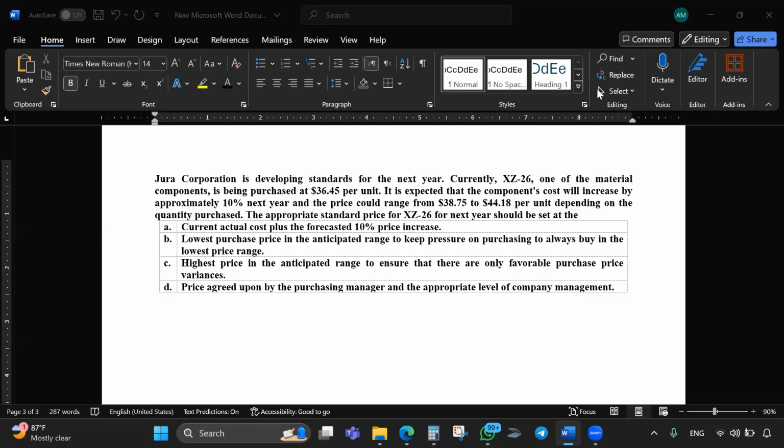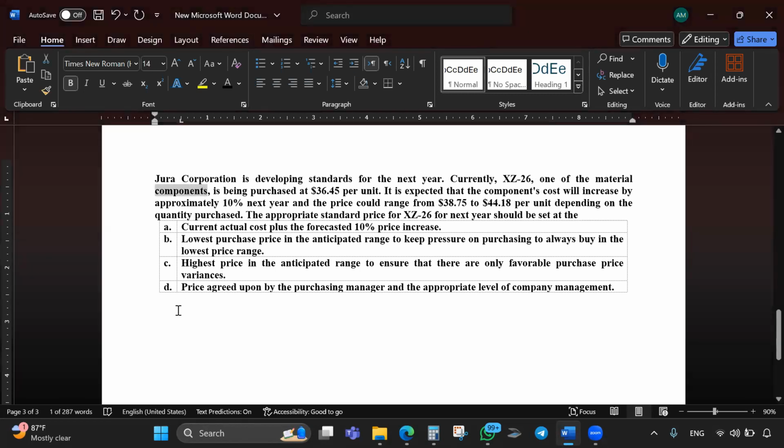Jura Corporation is developing standards for the next year. Currently, XZ-26, one of the components, is being purchased at $36.45 per unit. It is expected that the components cost will increase. We are now purchasing these components for approximately $36, and we are anticipating that this cost will increase by approximately 10% next year.